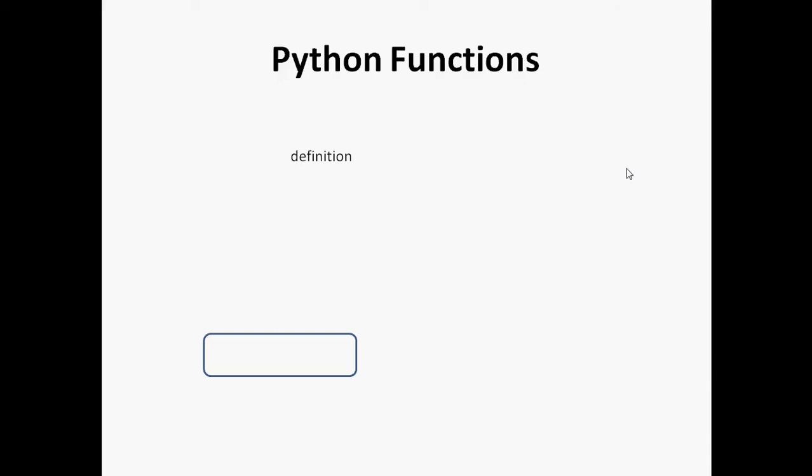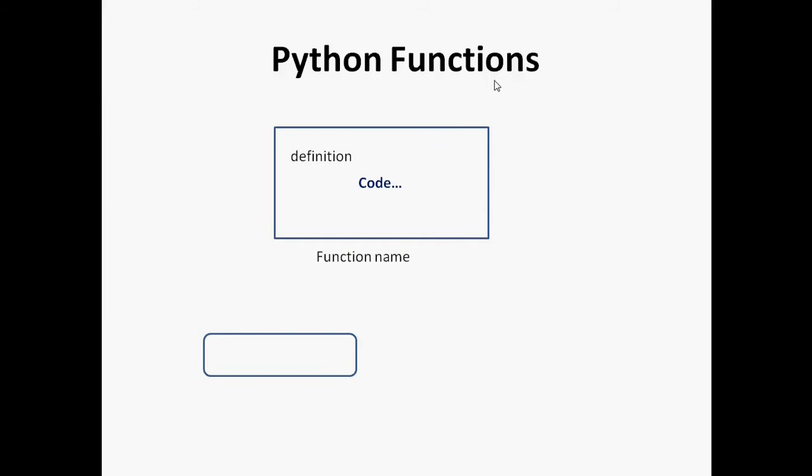We need to define a function. There is a definition for the function, that is a block of code. We define the code within a function with a def keyword and give a name to this piece of code, that is known as the function name.